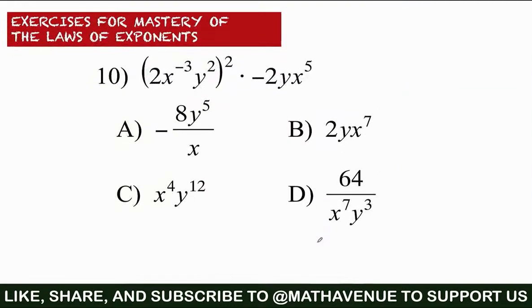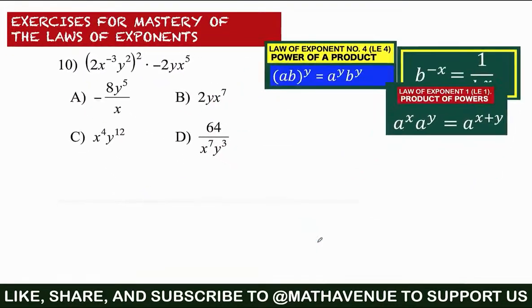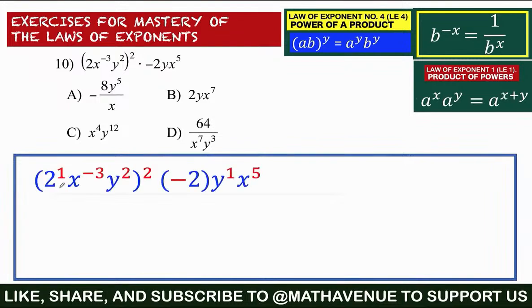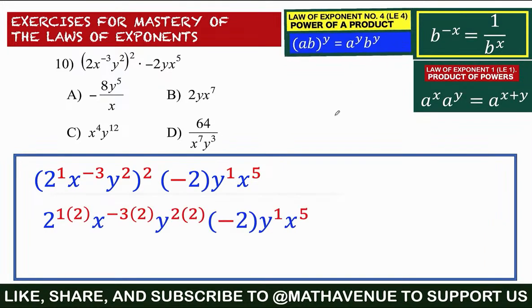And finally, problem number 10. And here are the different laws of exponents that we can apply. Let's copy the problem first. This is a product raised to the second. We can apply law of exponent number 4. So let's implement that. Then simplifying, we now have this result. 1 times 2 is 2, negative 3 times 2 is negative 6, 2 times 2 is 4.